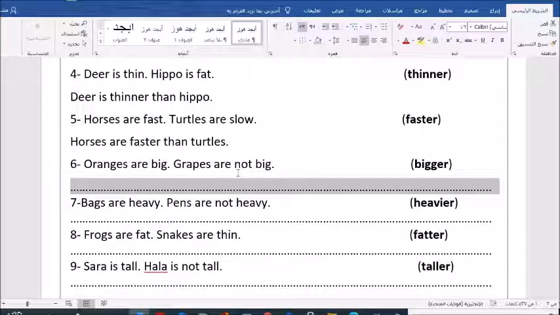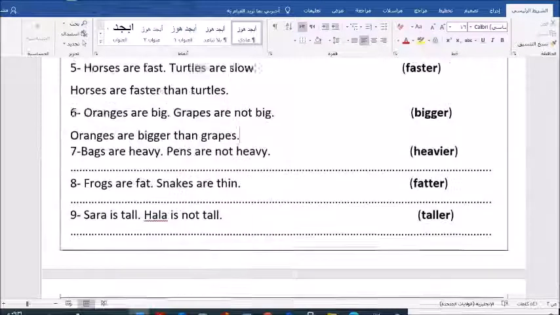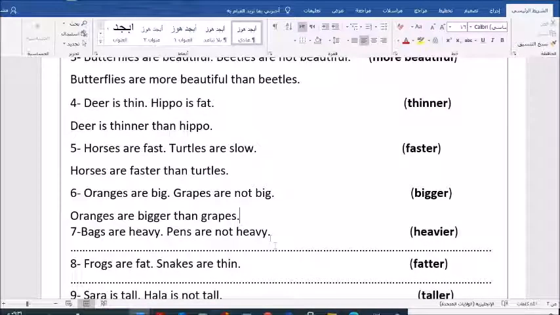Oranges are big, grapes are not big. We say oranges. Part 1, are, because it's plural. The adjective plus ER, we double the last letter, the same case that we did with thin. Oranges are bigger than grapes. And we do the same with the rest.